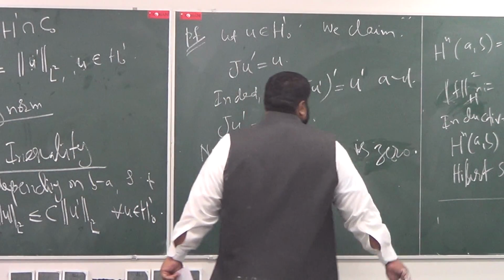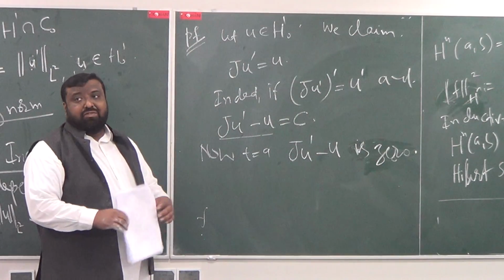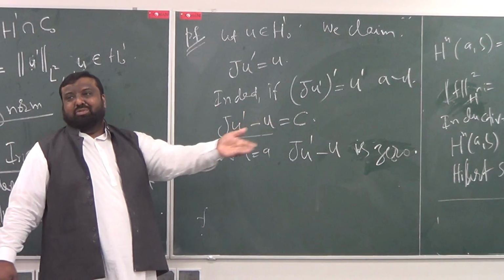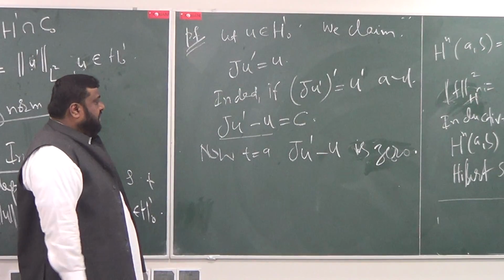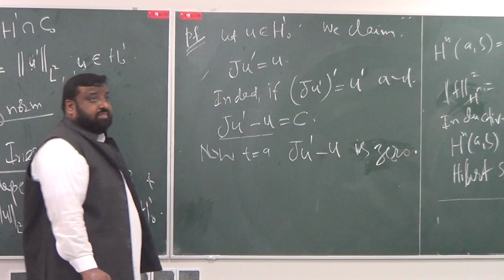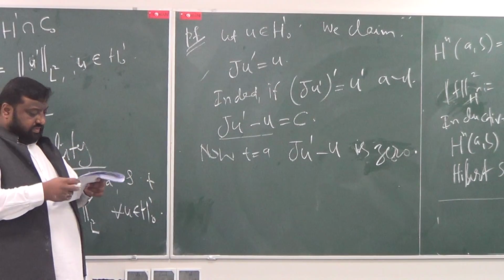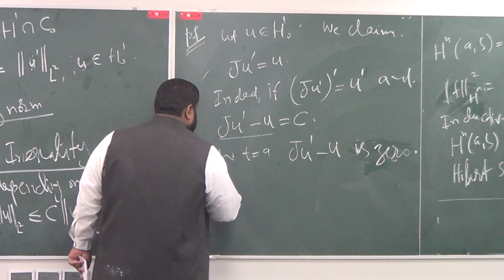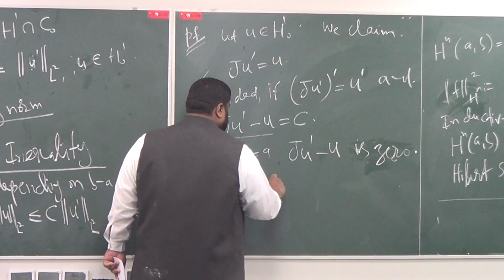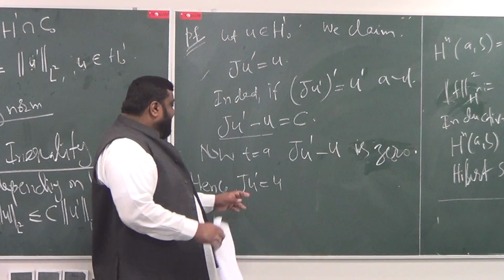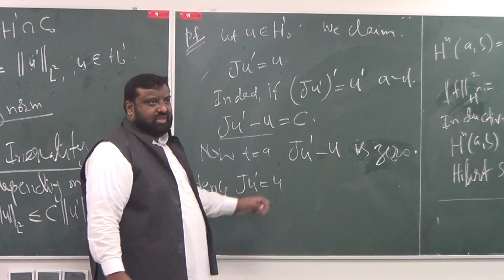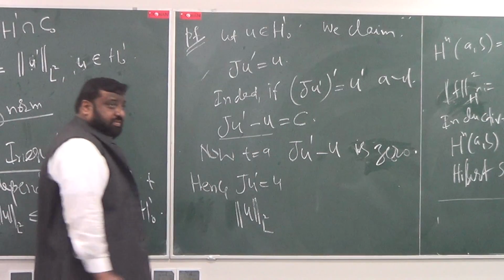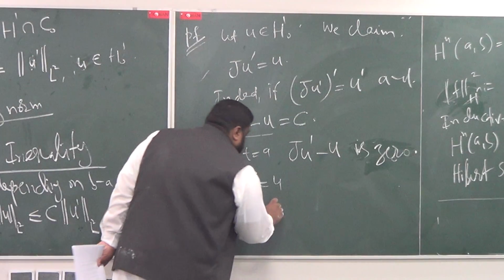Just think about it. I have a function which is constant, and I come to know that at one instant it's equal to 2. Since it's constant, it should be 2 at every instant. So if this is 0, what does it show? You got what you want. Now if this is true, hence you get Ju prime of u equals u. In other words, you integrate the weak derivative, you get u back. Now let's compute the norm of u in the L2 sense. Okay?